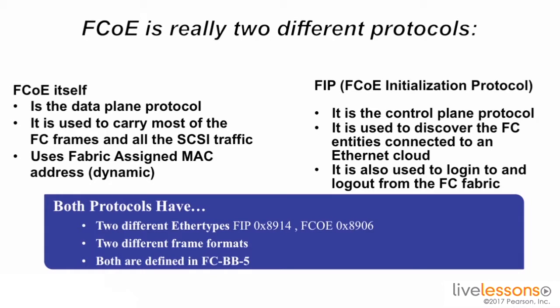FCoE is really made up of two different protocols. There's a FIP protocol, or the FCoE initialization protocol, and that's mainly used to discover different Fibre Channel entities and allow Fibre Channel over Ethernet to log into the fabric. And then there's the FCoE protocol itself. And this is really the data plane protocol, and it's used to carry most of the Fibre Channel frames and all of the SCSI traffic.